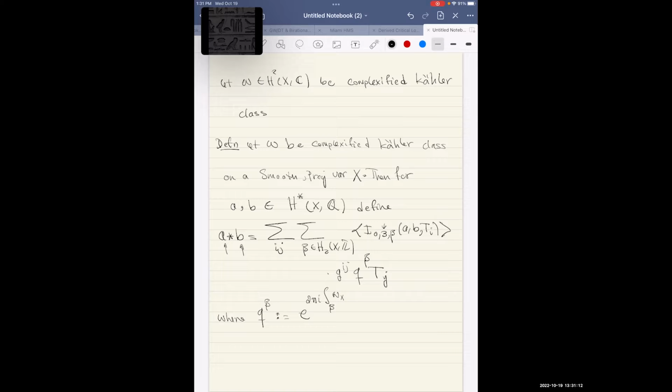That's a number. E to the 2 pi i times a number is a number. Yeah, good, fantastic. So this gives us a number times this guy, which is the basis of the cohomology. So this is actually very similar to usual intersection theory of cycles.